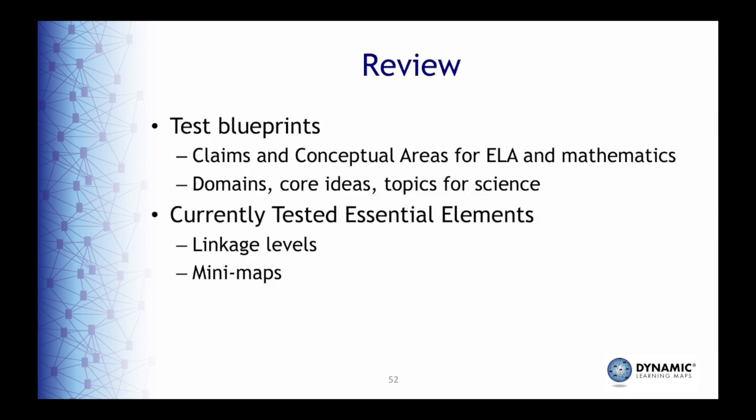As a review, when approaching instruction targeting the essential elements and their linkage levels, the test blueprints for each subject list the assessed essential elements for each grade or grade band and organize them into groups of related essential elements by claims and conceptual areas for ELA and mathematics, and domains, core ideas, and topics for science. Then, on the educator resource page for each subject, is a link to the currently tested essential elements for each subject. The currently tested essential elements list the essential elements to be assessed and their linkage levels, showing their interconnectedness in diagrams called mini-maps. Understanding how to use the test blueprints and essential elements documents is an important first step to approaching standards-based instruction for students who participate in the DLM alternate assessments.